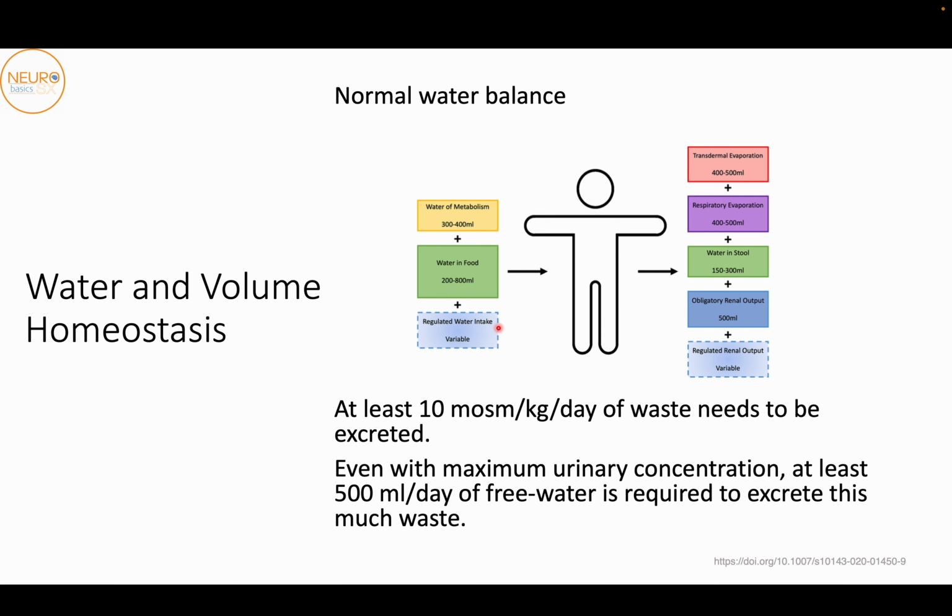And the body will put out this water in multiple different ways. Obviously, the renal output. Apart from that, you have something known as the obligatory renal output. That is basically 500 ml for more or less anyone, because that is the amount of free water you require to put out whatever waste you have generated. So that is the obligatory renal output. Apart from that, output is put out through the skin, through the respiratory system, and through the feces as well.